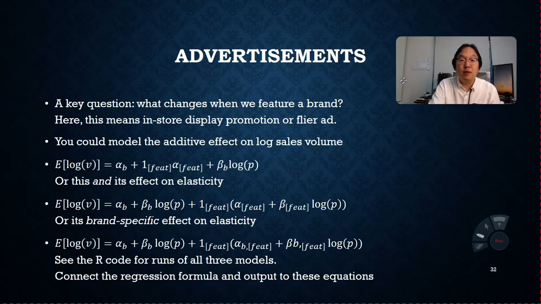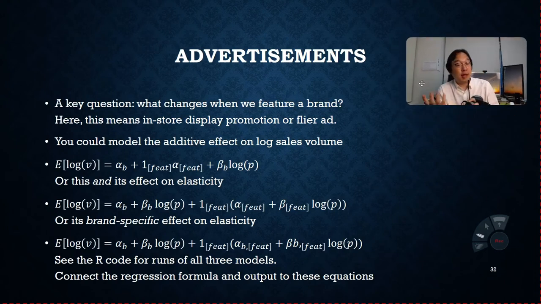Advertisement. Well, a key question is what changes when we feature a brand. Here, this means in-store display, promotion or flyer ad, that kind of featuring. You could model the additive effect on log sales volume. The expected value of log of sales volume should be equal to some intercept alpha plus a dummy variable of having features or not, advertisement campaign versus not. And then the dummy variable's coefficient will be alpha. And then beta coefficient for brand and log of price, you know that, and its effect on elasticity.